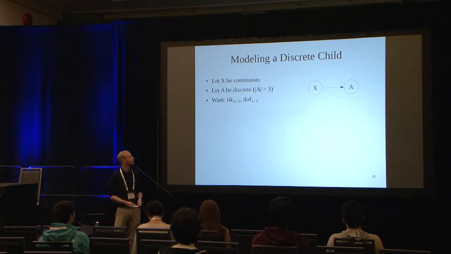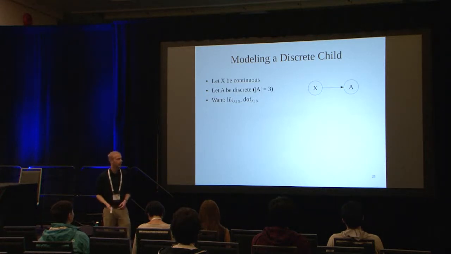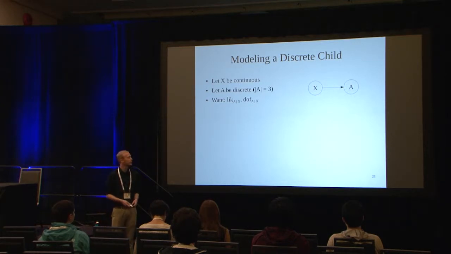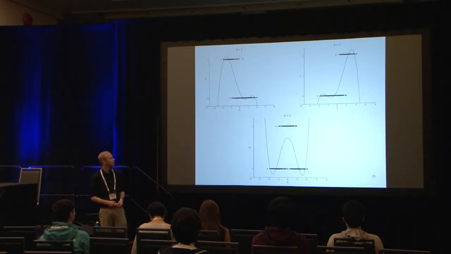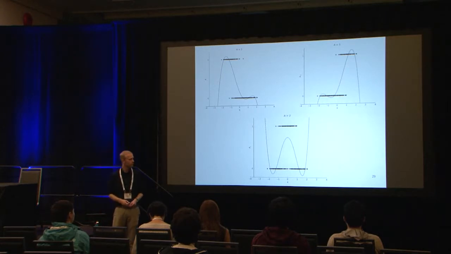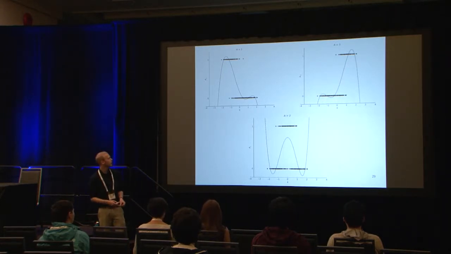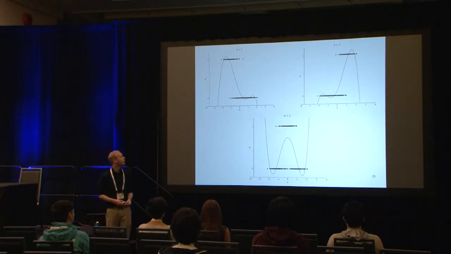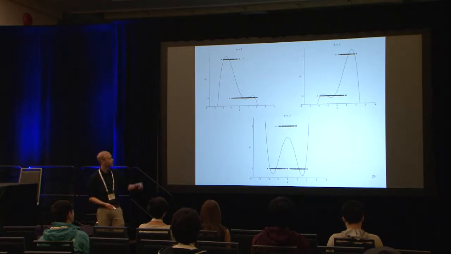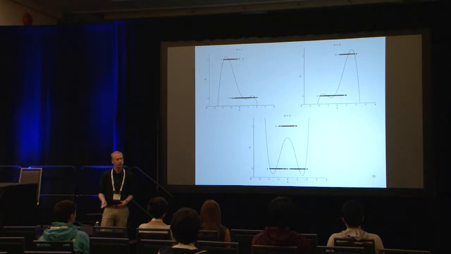So going through this, let's let x be continuous and a be discrete with 3 values. Here we want to calculate the log likelihood for a given x and the degrees of freedom for a given x. So we're going to create 3 binary variables from a: a1, a2, and a3. Here a1 on the left is 1 when a equals 1 and 0 otherwise. On the bottom here, a2 is going to be 1 when a equals 2 and 0 otherwise, and the same for a3. We're going to fit a regression in each one of these, and we want to treat the values predicted from the regression as probabilities.